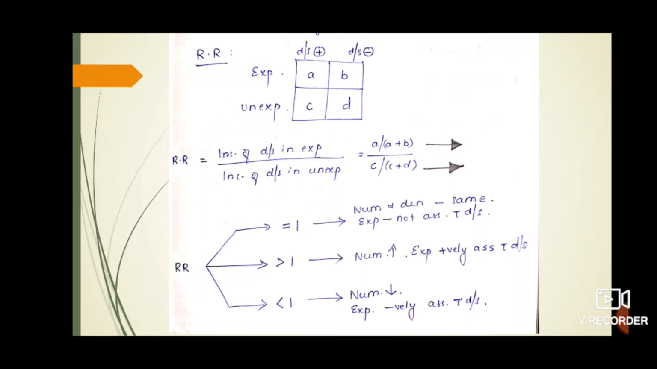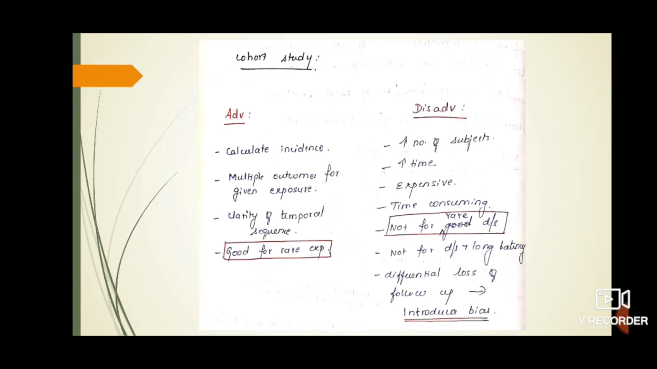When you take the ratio of these two, we have the relative risk. If the relative risk is equal to 1, the numerator and denominator are the same, so we conclude that the exposure is not associated with the disease. If it is more than 1, the exposure is positively associated with the disease. If it is less than 1, the exposure is negatively associated with the disease. That's all about that, and now we will see some of the advantages and disadvantages of this cohort study.